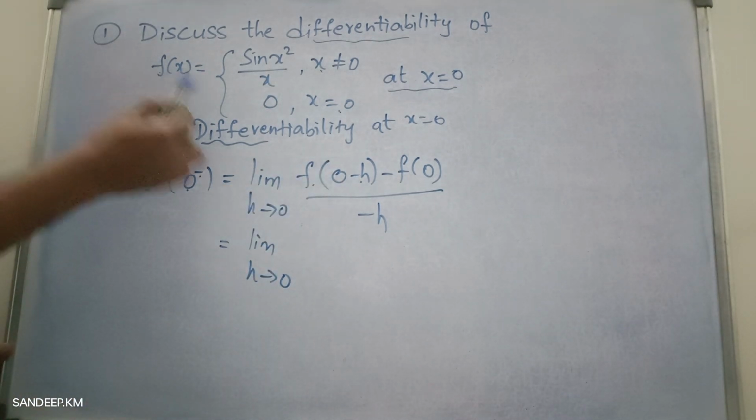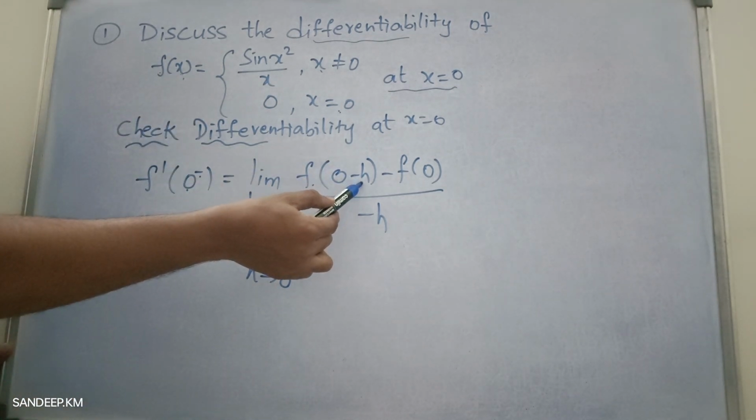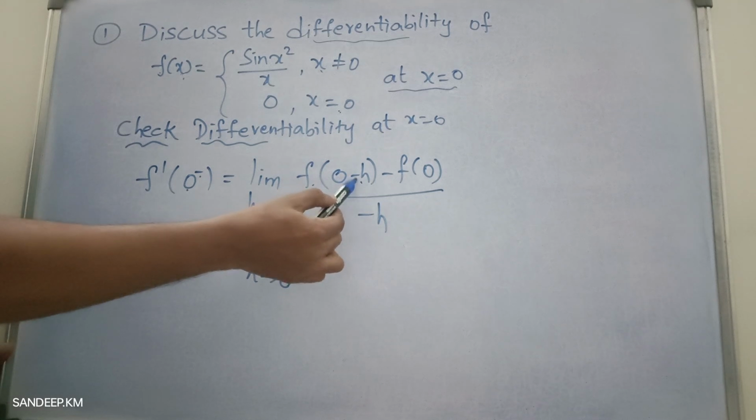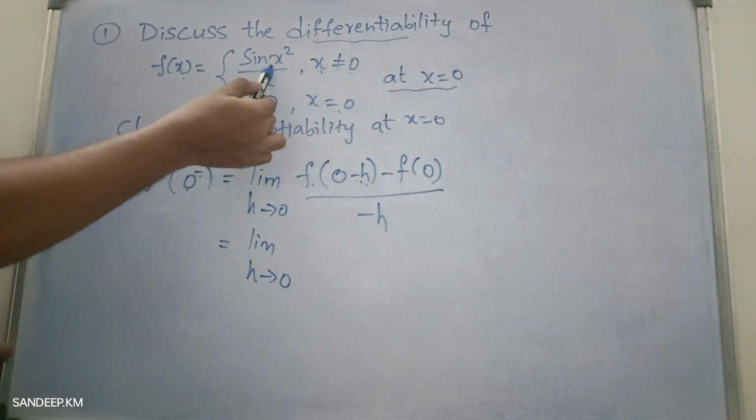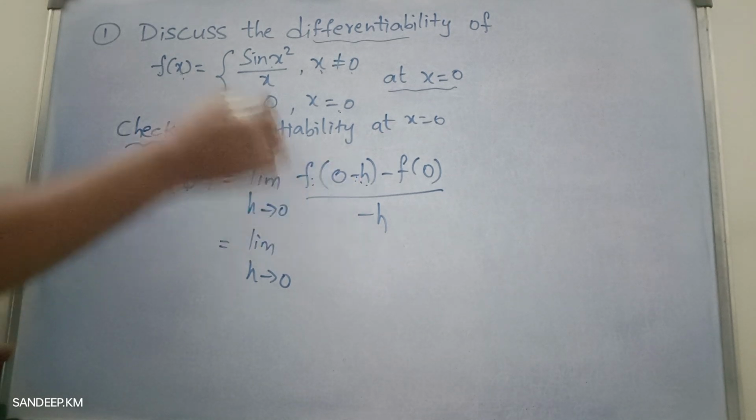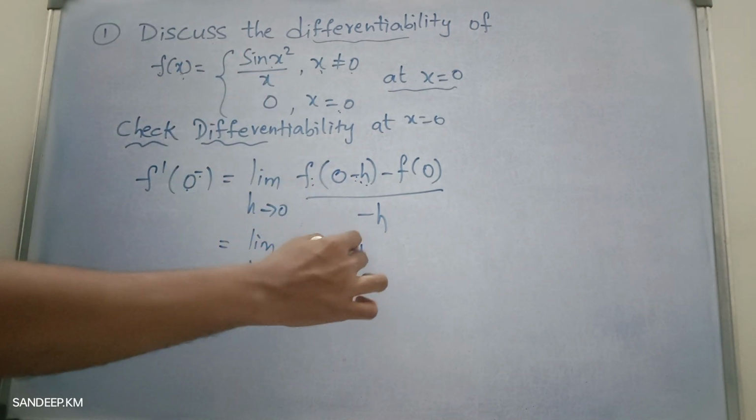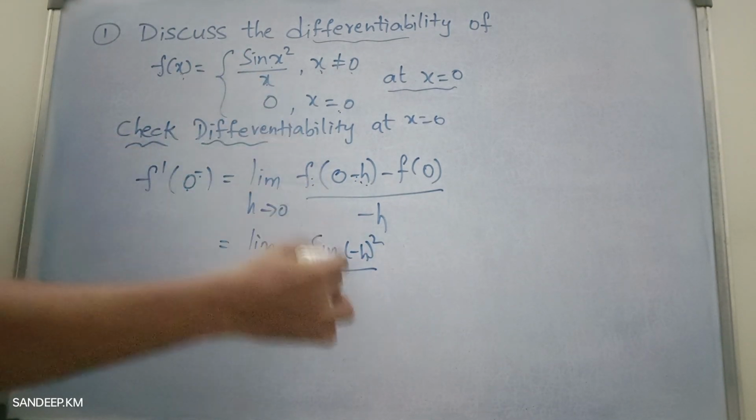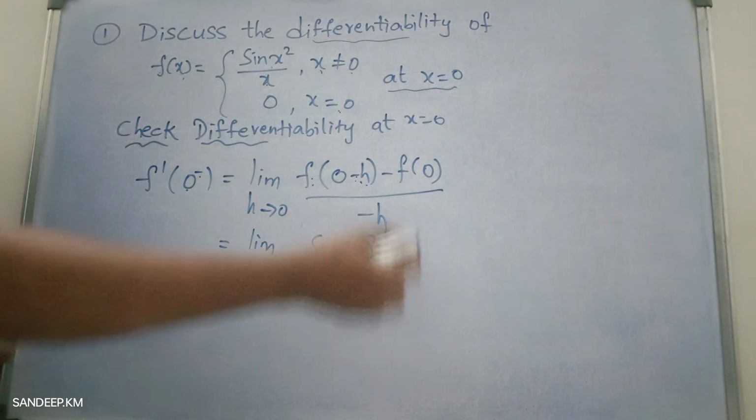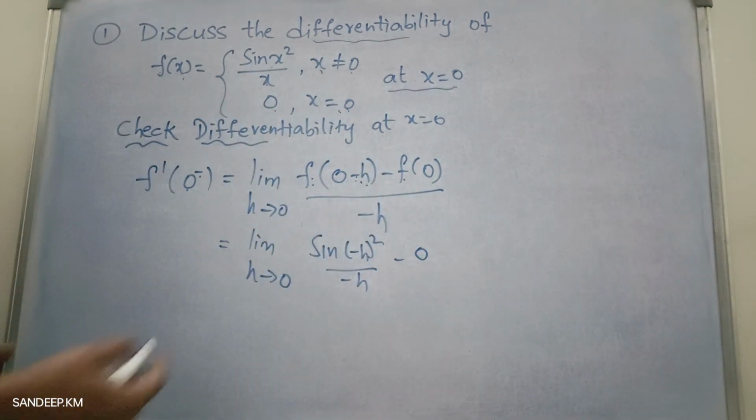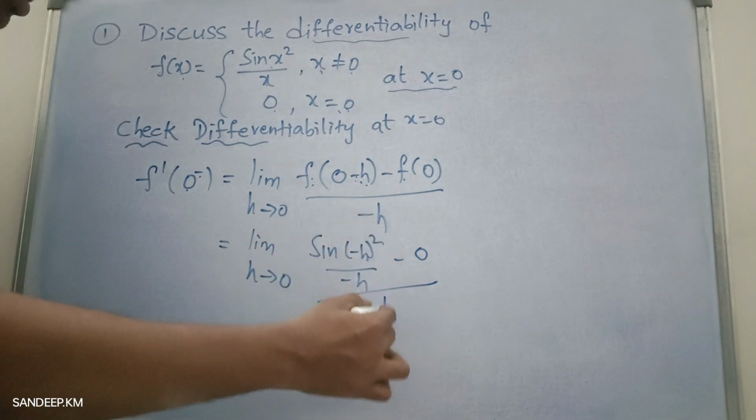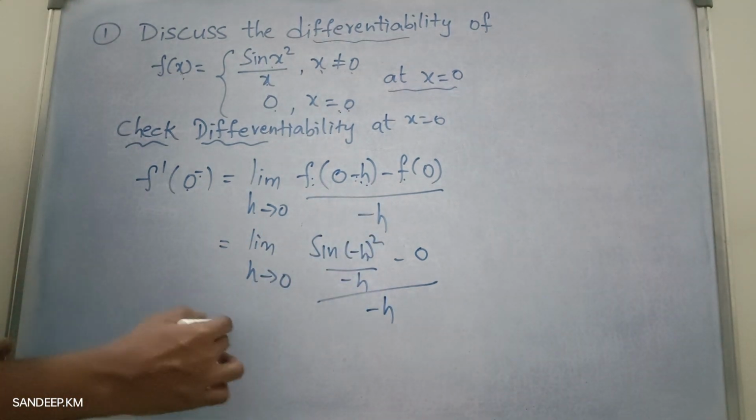Find limit h approaches 0, f of minus h. So f of minus h, observe that h is not exactly 0. So therefore minus h is also not exactly 0. So minus h is not 0, I will use this function. So f of minus h means sine of minus h whole square divided by minus h, minus f of 0. When input is 0, output is 0 only. F of 0 is 0, whole divided by minus h. So what do we get here, students?